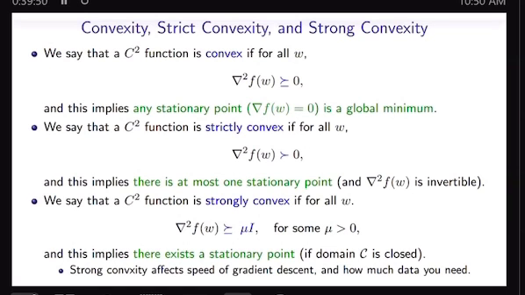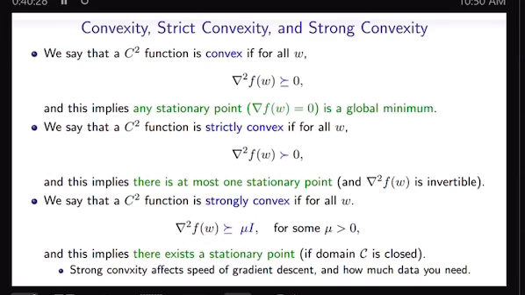I want to tell you this. There are different types of convexity, but the best one that will guarantee a global minimum is strong convexity. I'm going to differentiate between convexity, strict convexity, and strong convexity. I can use C0, C1, or C2 to explain that, but right now I want to use C2. Pay attention: when I'm using C2, I'm using the second derivative.